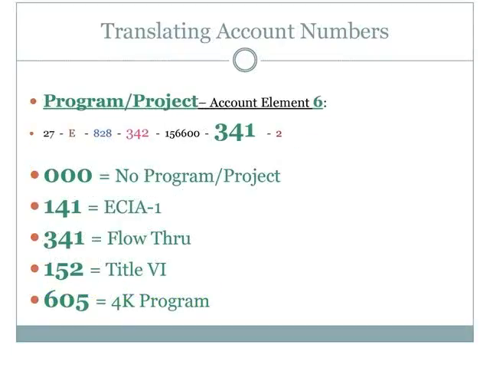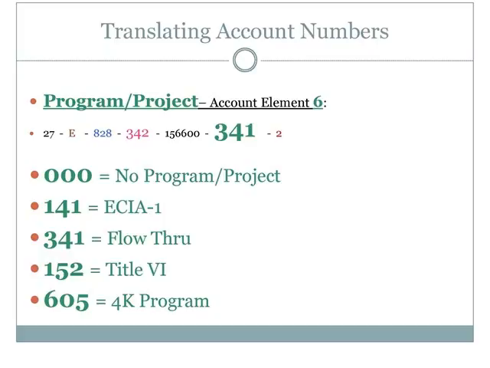The sixth element of the account number is program project. Typically, it carries a 000 identification, meaning no program or project is involved in this account number. But some do have account number activity. A 141 identifies the ECIA 1 type federal project.